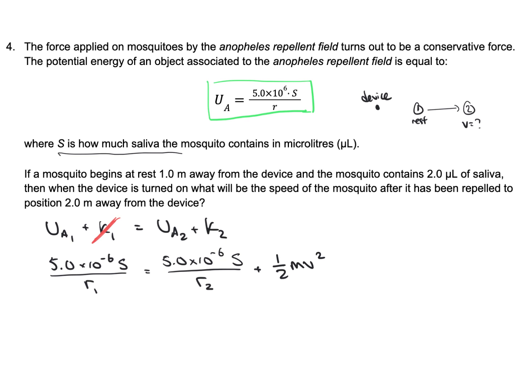So the first thing will be to subtract this term I'm underlining on both sides. And when you subtract it on both sides, you'll notice that both terms have the same numerator of 5 times 10 to the negative 6. I'm actually going to common factor that out. And we'll be left with 1 over r1 minus 1 over r2. That'll end up having me type in fewer things into the calculator.